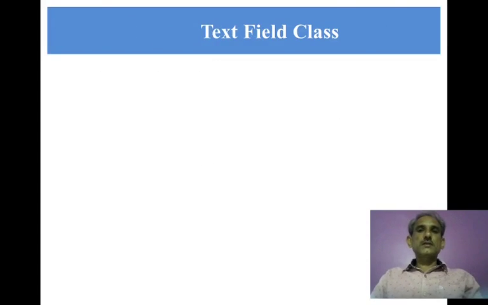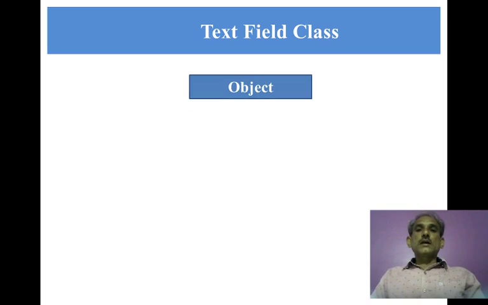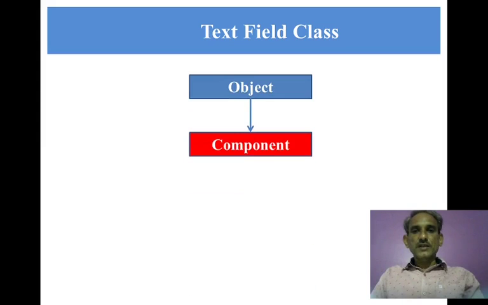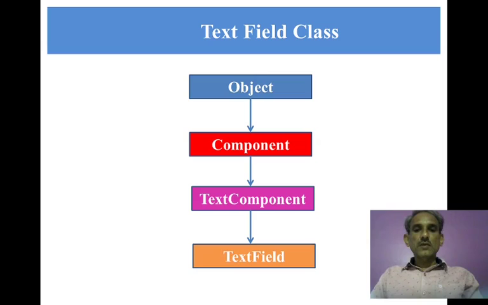We'll see the AWT class TextField. At the top of the hierarchy, Object is the superclass for the TextField. From the Object class, there is a subclass Component, and again one intermediate class that is called TextComponent. This TextComponent class deals with the TextField as well as the TextArea. From this TextComponent class, the TextField class is created. So at the bottom there is a TextField, and at the top Object is the superclass.